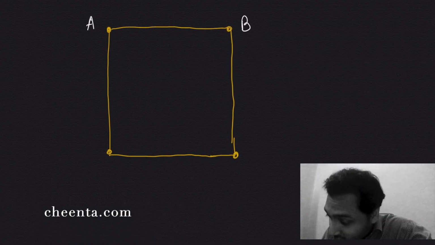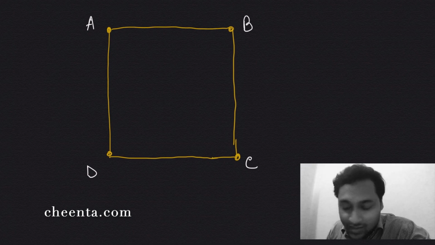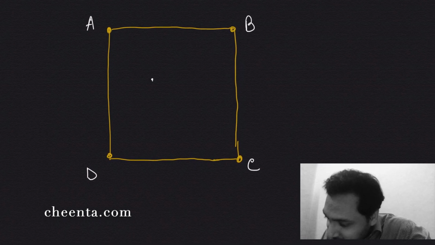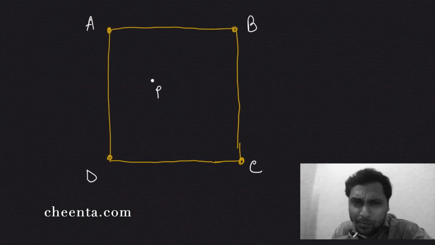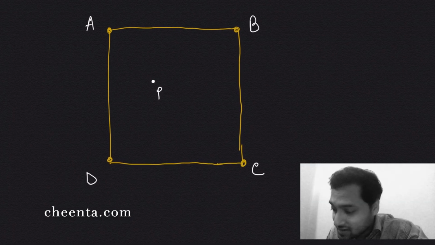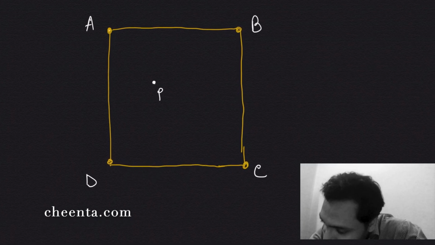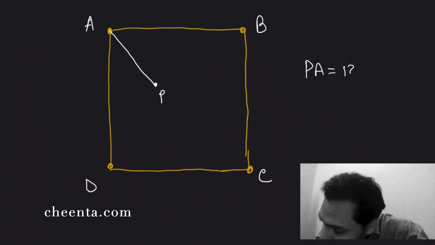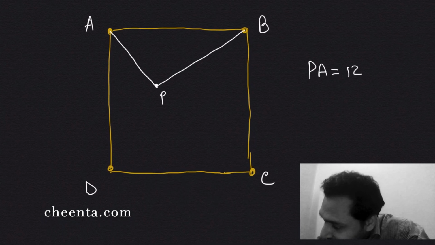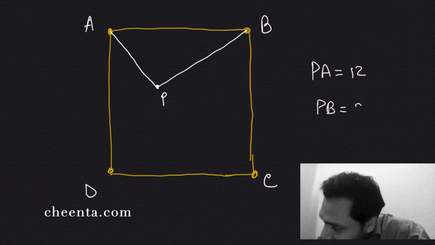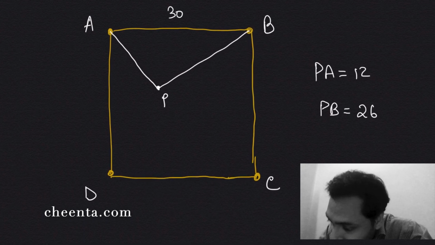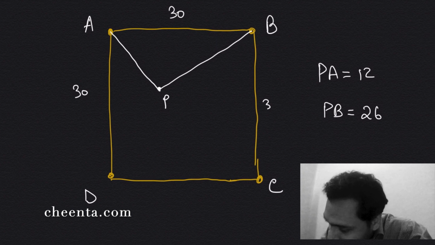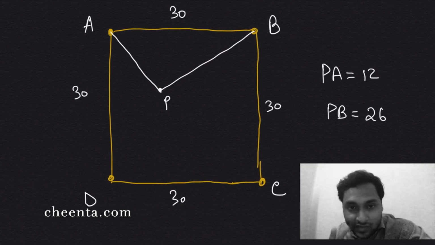So we start with a square ABCD and we take a point P inside the square. The position of the point P is not completely random though. It's given that PA is 12 and PB is 26. And also the side of the square is given to be 30. So all of this is given data.